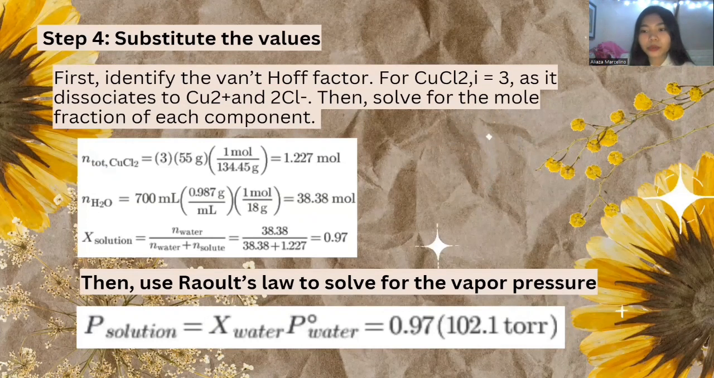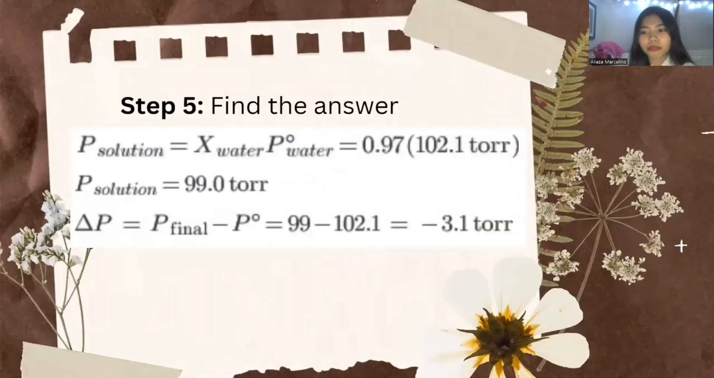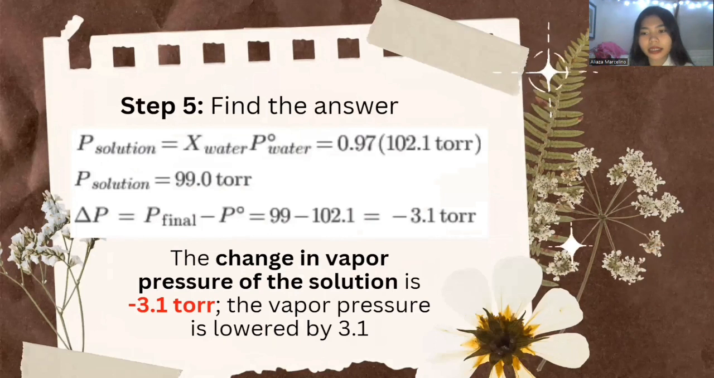Let's try it to step 5. First is multiply them. Then when you get the final answer, subtract them like this. Therefore, the change in vapor pressure of the solution is negative 3.1 torr. The vapor pressure is lowered by 3.1.